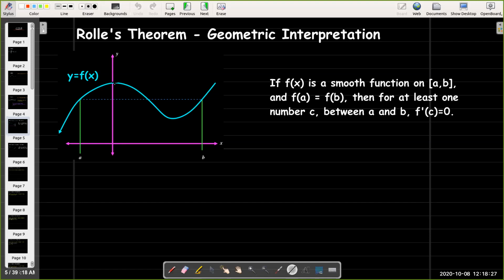And you can see how that connects to Fermat's theorem, that if we start with the same y coordinate, end with the same y coordinate, then that means we either went up or went down in a smooth way. And when we make that turnaround point, that has to correspond to a local max or a local min. And at that point, the tangent line is horizontal. In this example, there's actually 2 numbers between A and B where we have a horizontal tangent line.